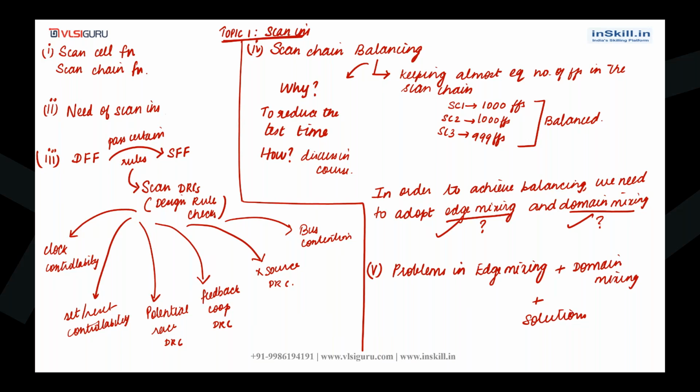We need to go for scan chain balancing in order to reduce test time. So how, if you go for scan chain balancing, are you able to achieve reduction in test time? We will discuss it in our course. And in order to achieve scan chain balancing, we need to adopt edge mixing and domain mixing.